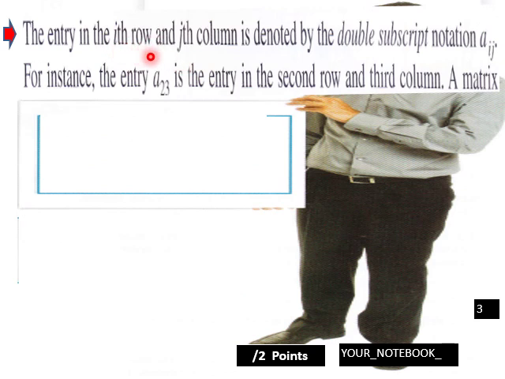The entry in the ith row and jth column is denoted by the double subscript notation aij. So row would be first and column would be second in the way that you would name these things. For instance, the entry a23 is the entry in the second row, so row 2, then third column.